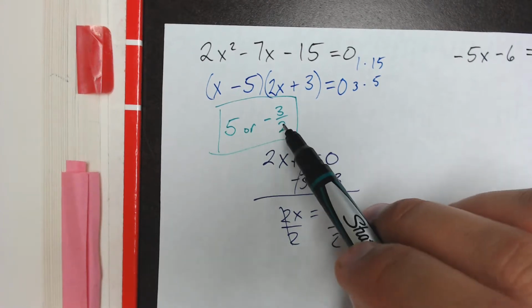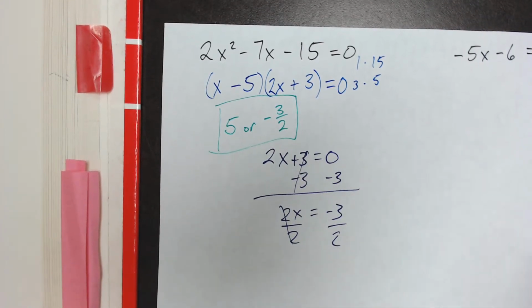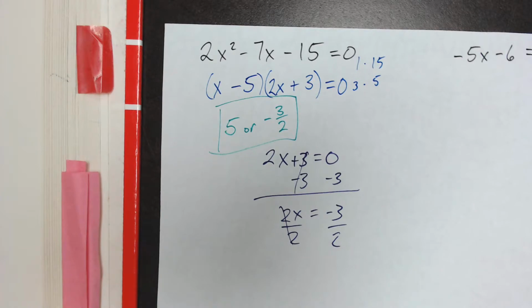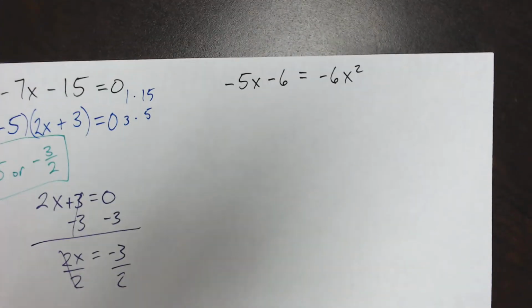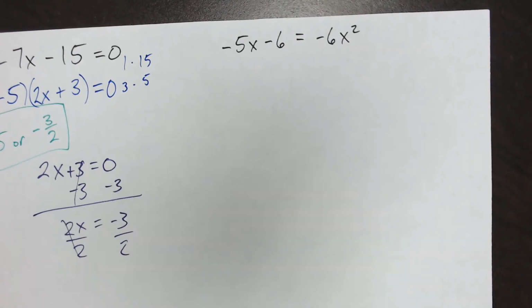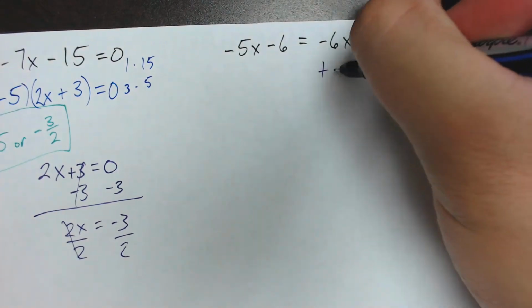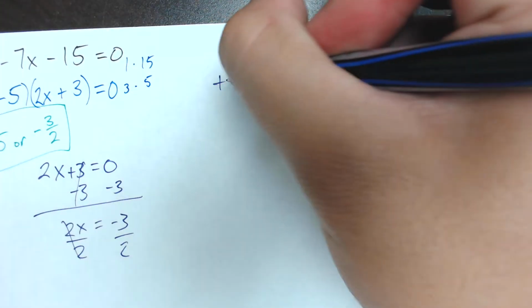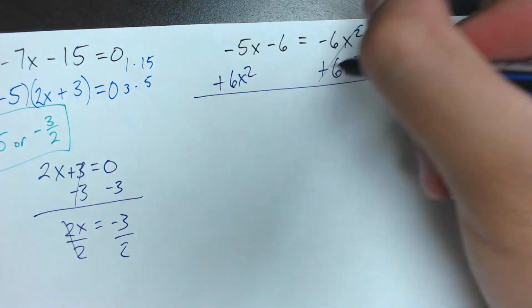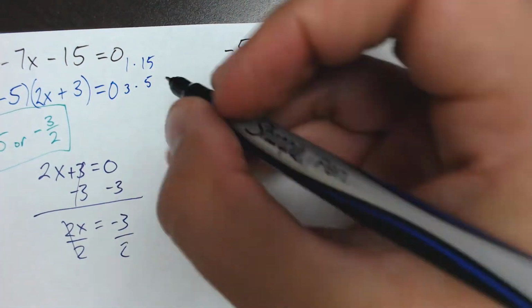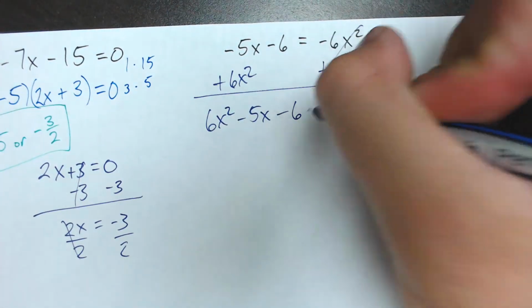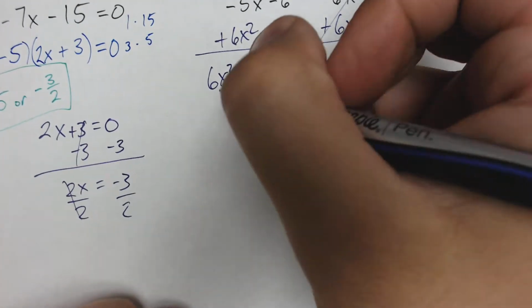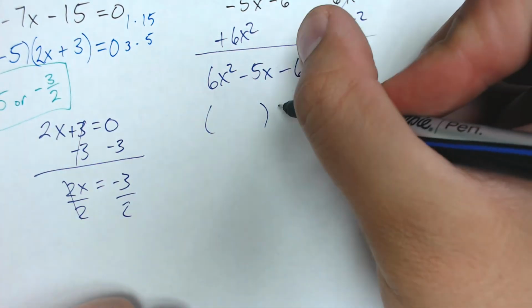And then I'll show you the faster way to get this number instead of solving the equation on the second example. So let's go ahead and get started on that. First thing I notice on the second example is it's not in descending order. It's also not equal to 0, so I got to make some changes. I'll go ahead and add 6x squared to both sides. That will set it equal to 0, and then I can write it in descending order, 6x squared minus 5x minus 6.